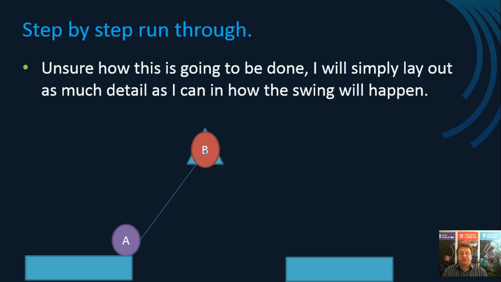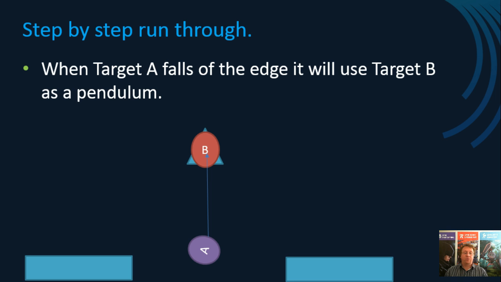Unsure how this is going to be done, I will simply lay out as much detail as I can about the swing. So I will take this to whoever I need to, and then we can work on it together. The way I see it, when target A falls off the edge, it will use target B like a pendulum.